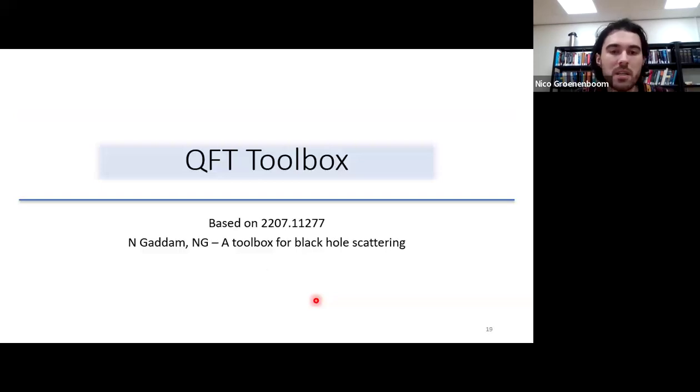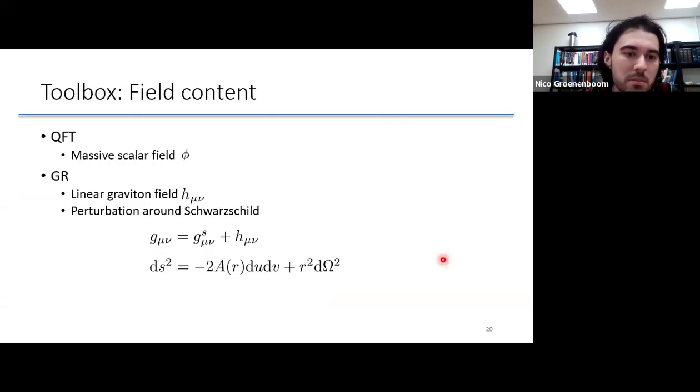So now I will show you the field theory that we've developed, which is based on this paper. As already mentioned, we will be considering a linear graviton field H that is a perturbation around the Schwarzschild background, in the same convention as 't Hooft. And for the matter part, we will just consider a massive scalar field for simplicity.